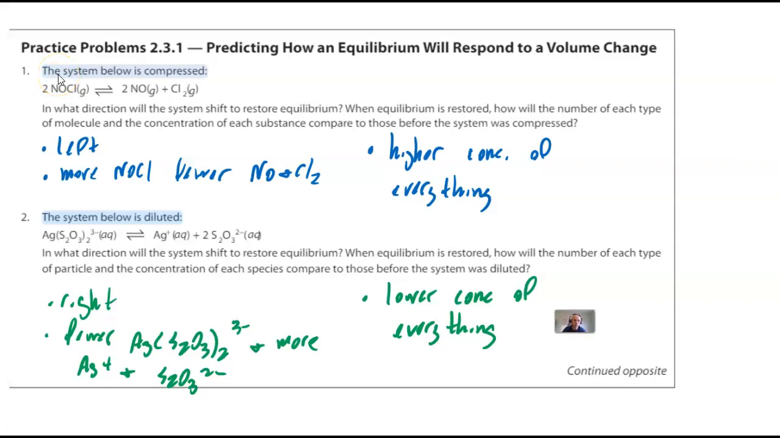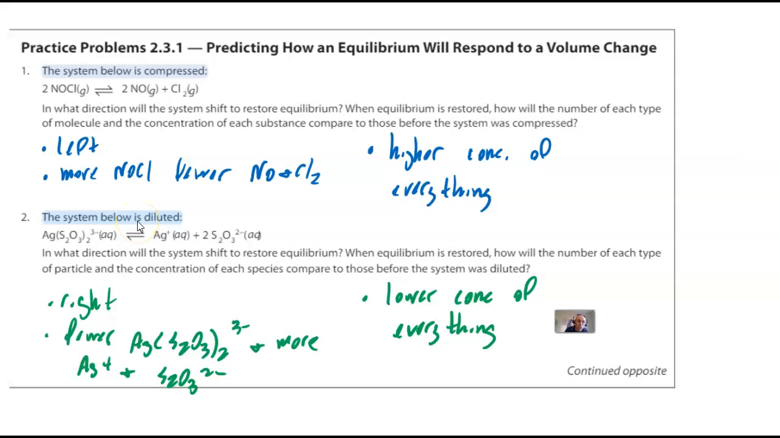All right, if this first system is compressed, that means it's going to increase the pressure. The system will respond in such a way to decrease the pressure, to move to whichever side has fewer moles of gas. That's the left side, so it will shift left. Meanwhile, if it shifts left, there will be more NOCl molecules, reactant molecules, than there were at equilibrium, and fewer NO and Cl2 molecules at equilibrium. But because it's being compressed, even though the system shifts left, all of the reactant and product particles will be at higher concentration, so higher concentration of everything.